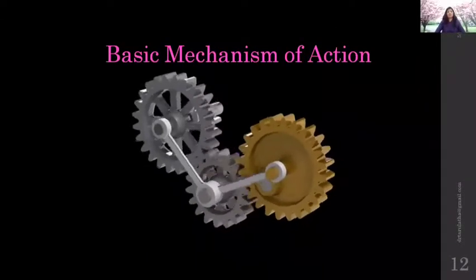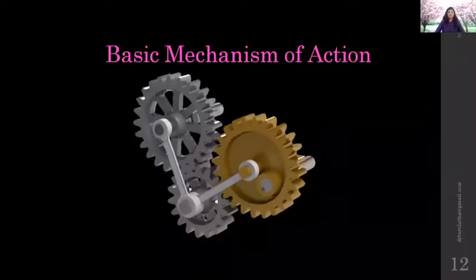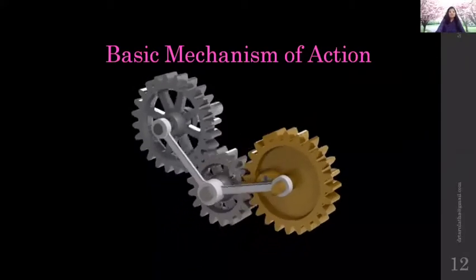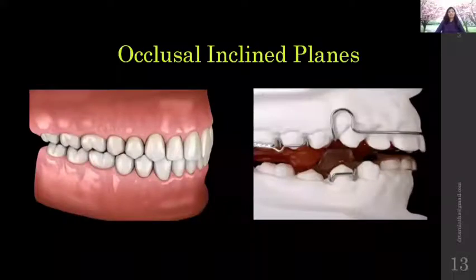So what is the basic mechanism of action for this particular appliance? The basic mechanism of action involves, first, occlusal inclined planes. So what are these occlusal inclined planes? When you check a regular occlusion here, what do we see is cuspal inclines, right? These are the cuspal inclines, mesial incline, distal incline, every tooth has this, and we can notice it.